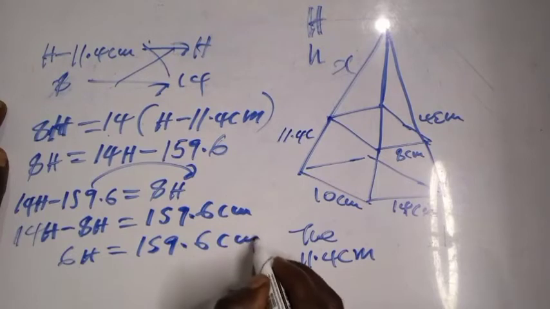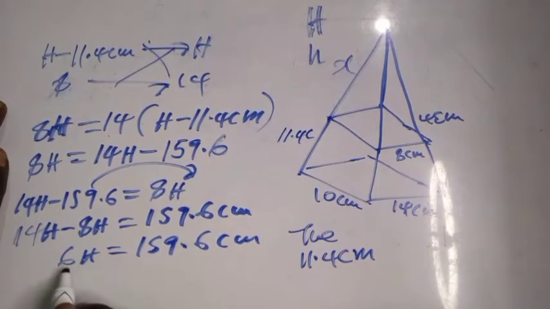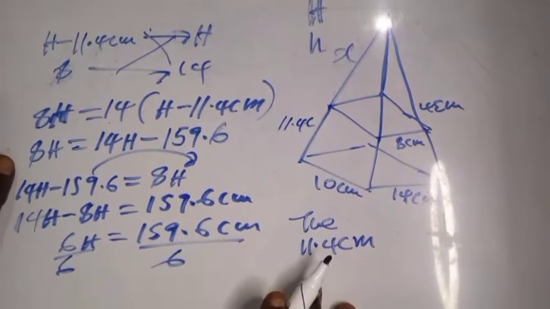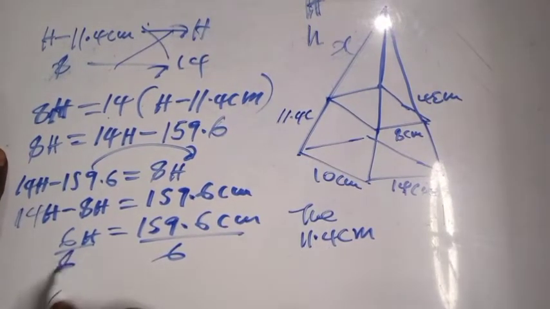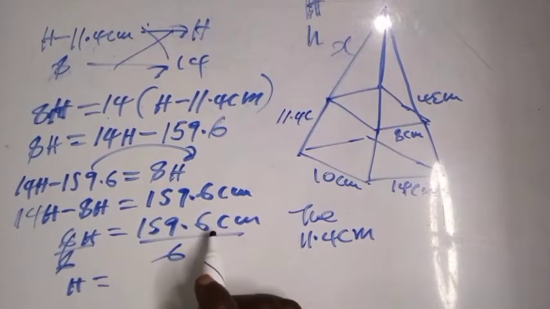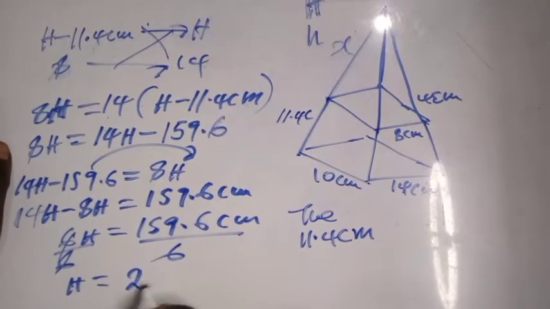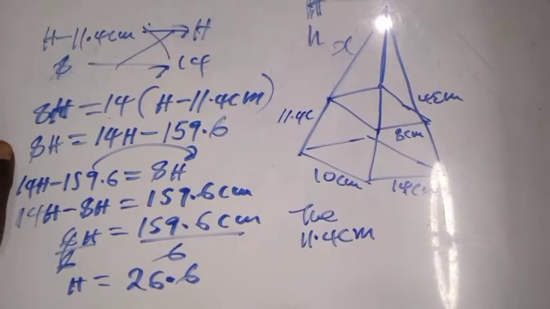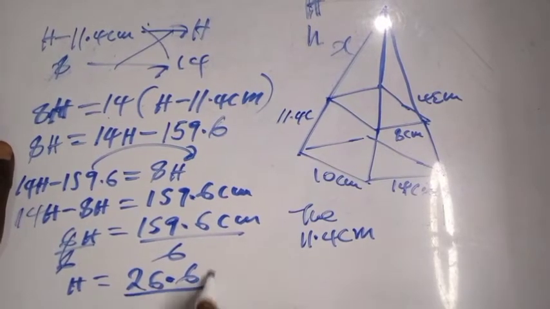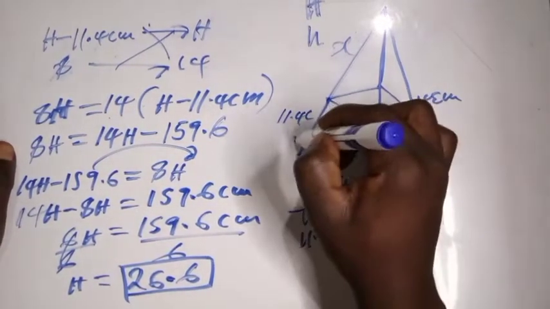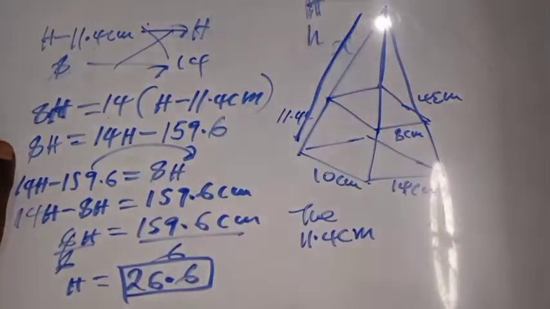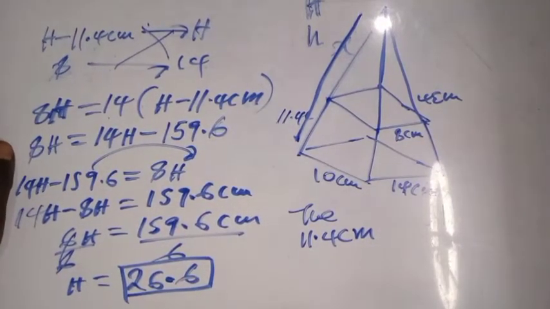Then 14 minus 8, we are going to have 6h, which is equal to 159.6 centimeters. Then we divide both sides by 6. Then here we are going to have h equals 159.6 divided by 6. We are going to have 26.6. So now this is the biggest height, from here to here.